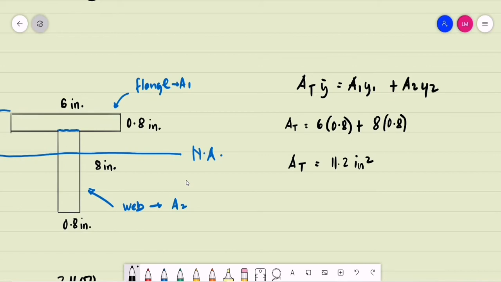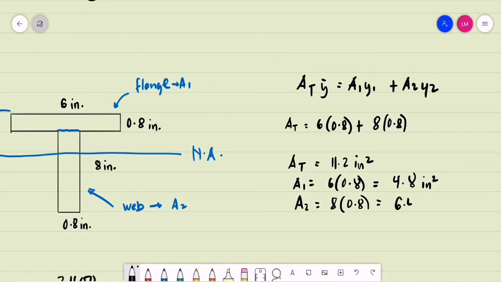So let's say area 1. What is our area 1? That is the flange, 6 multiplied by 0.8. So area 1 is 4.8 square inches. Area 2 is 8 multiplied by 0.8, and 8 times 8 is 64, so we can have it as 6.4 square inches.